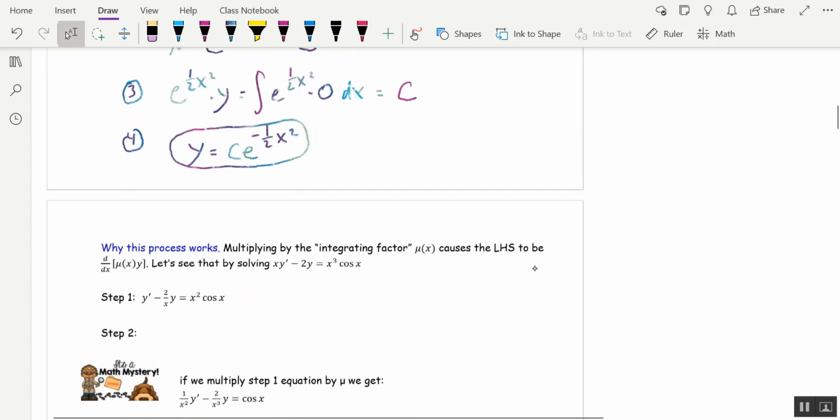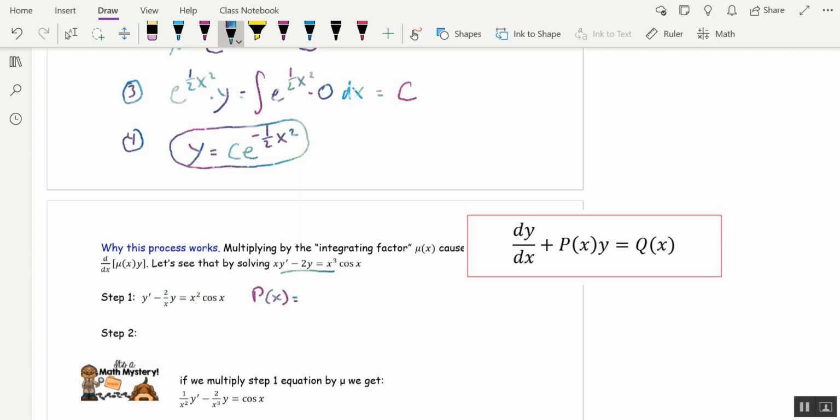I'm going to solve this differential equation. Step 1, get it into standard form, and I do that by dividing both sides by x, and I've already done that. In this case, p of x will be the coefficient of y, but it has to be written as y prime plus p of x y. So in this case, p is negative 2 over x. And then q is x squared cos x.